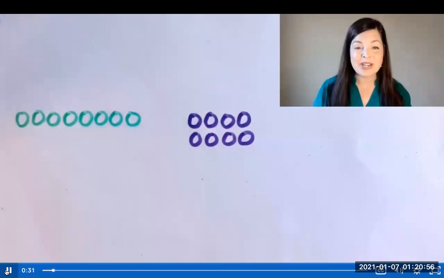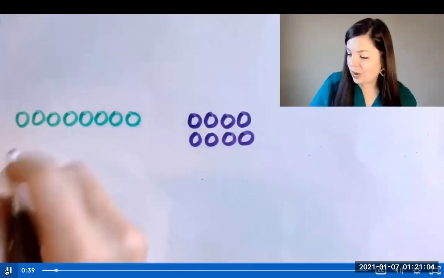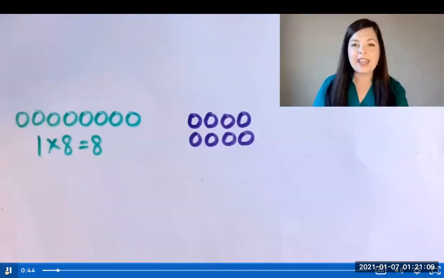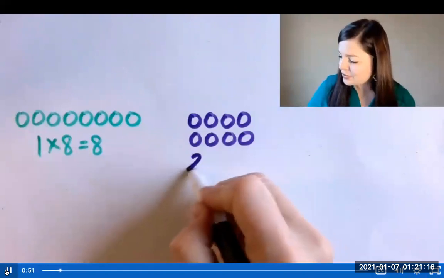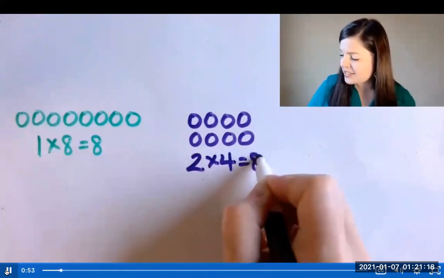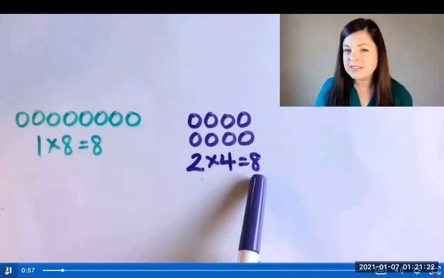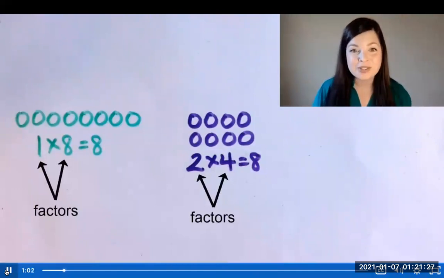Let's start with something we already know. Look at these two arrays. What multiplication sentence matches this array? 1 times 8 equals 8. Great. And what multiplication sentence matches this array? 2 times 4 equals 8. So both of these arrays show a product of 8, and 1, 8, 2, and 4 are factors of 8.